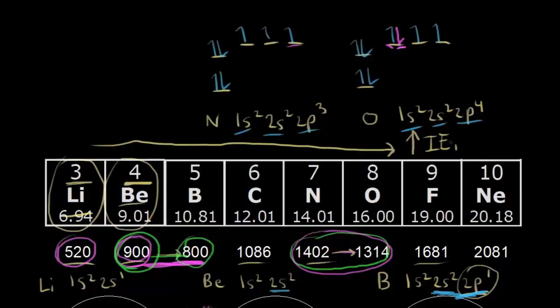So we've talked about the two exceptions, but once again, in general, as you move across a period in the periodic table, you're going to get an increase in the ionization energy. That's due to the increased number of protons in the nucleus, having a greater attractive force for that outer electron, and therefore making it harder to pull that electron away, resulting in an increase in ionization energy.